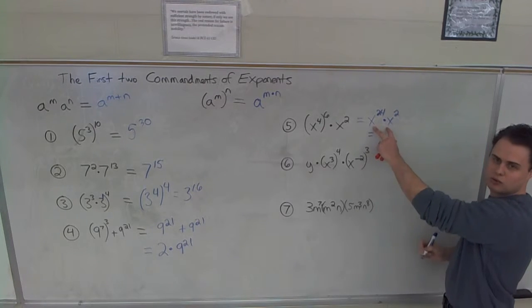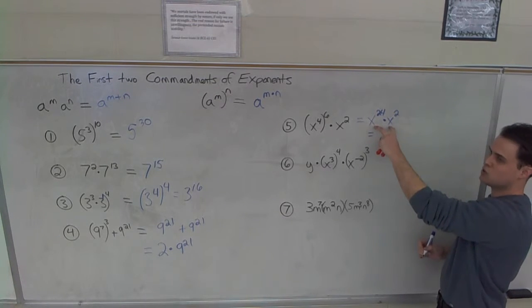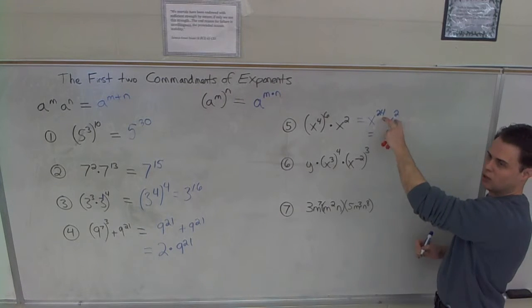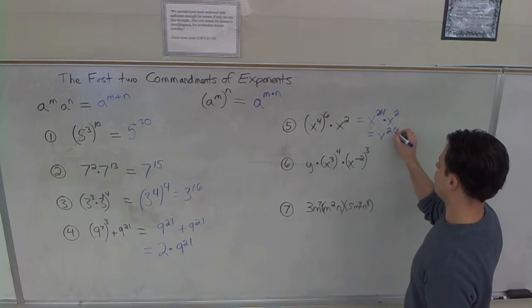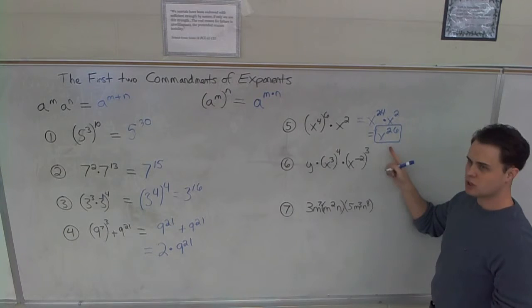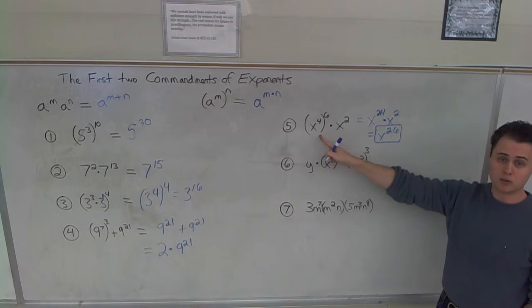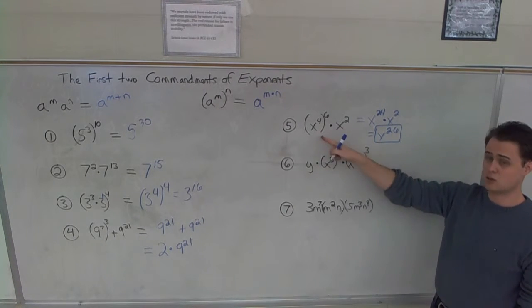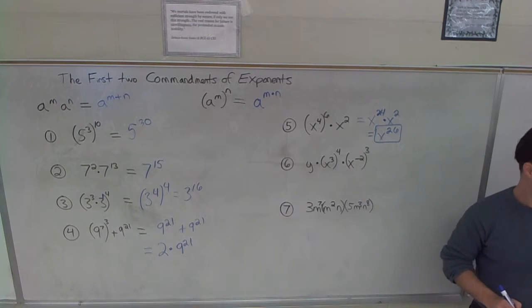And now it's just like the first one was. Same base, I add the exponents. So that's x to the 26th power. I'd much rather work with this than this ugly thing. This is just the 26th power of x. This is, I'm not sure, you know?